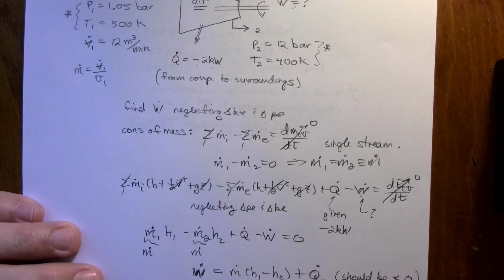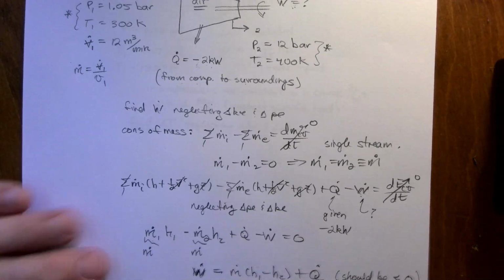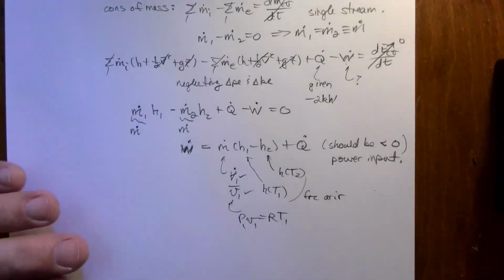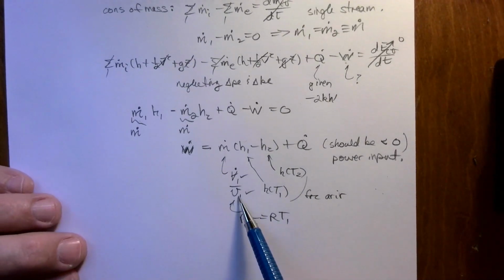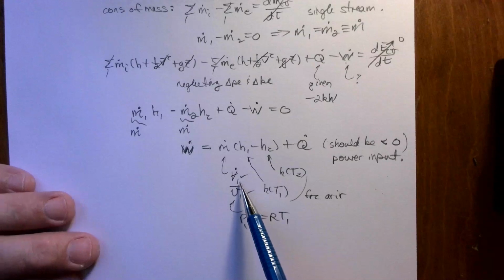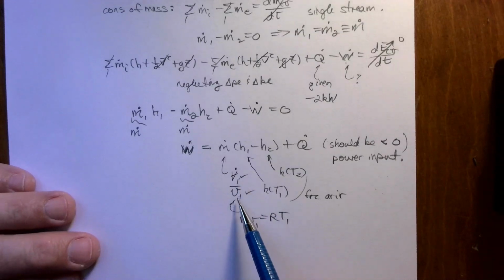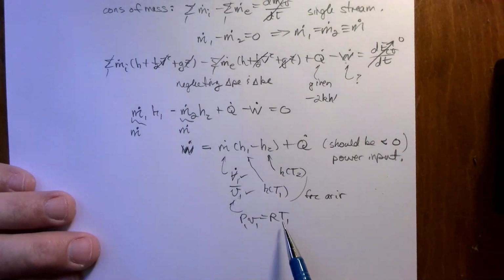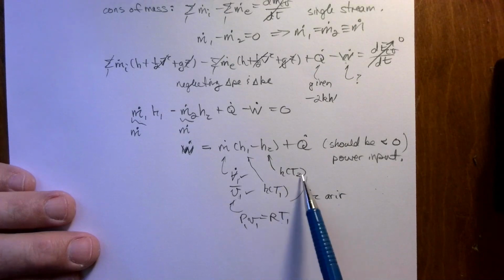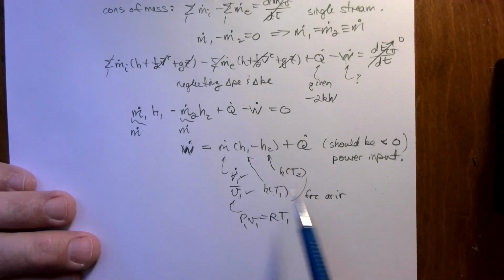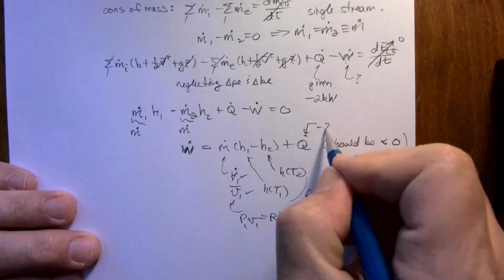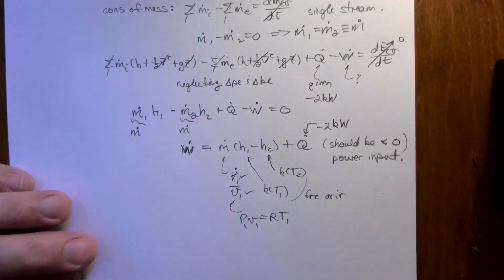Right. We're also going to use the ideal gas equation of state to come up with that v1. Specific volume, sorry, the m dot is the volumetric flow rate over specific volume. To get the specific volume, use the ideal gas equation of state. Go to the tables for air to get those two H values, and then that number is minus 2 kilowatts.